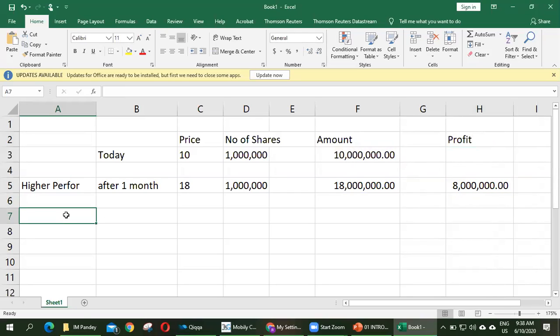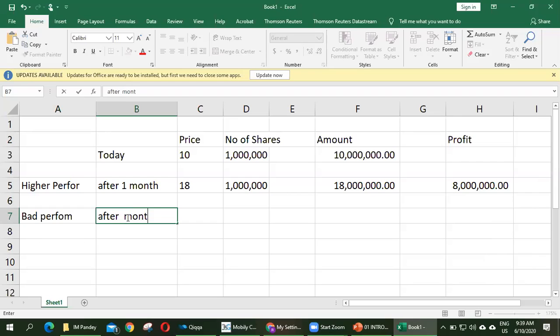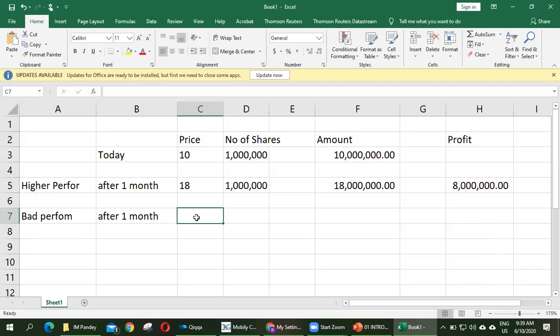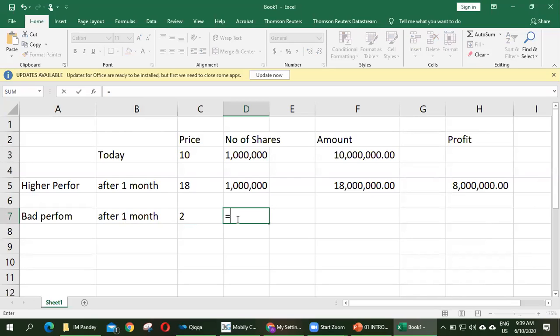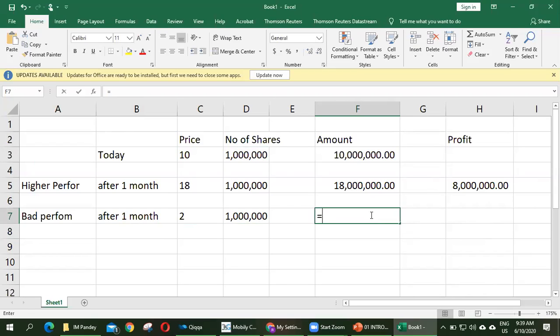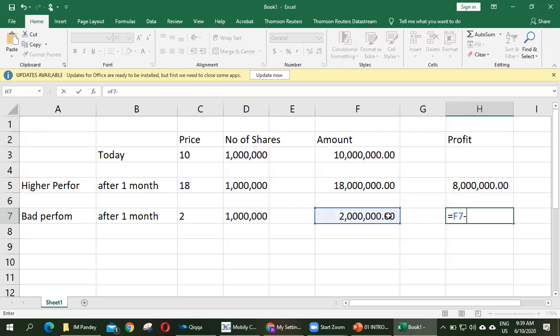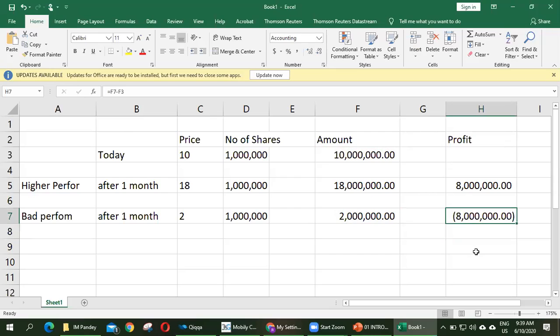Profit within 1 month. Assume that the company performs badly, right? After 1 month, due to the bad performance, the company's share price goes down to 2 rupees per share, right? The share price comes down from 10 rupees to 2 rupees. The number of shares is 1 million. Now, what is the value of your assets? Each share at two rupees times number of shares. Then your value is 2 million. Now, how much loss? 8 million loss, right?